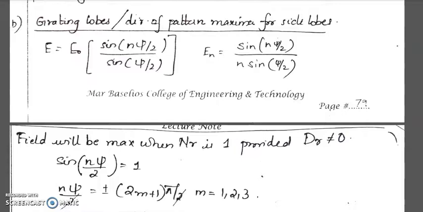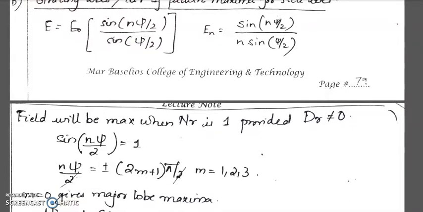Then next we want to find the grating lobes. We know the normalized electric field equation: En is equal to sin(n psi by 2) divided by n sin(psi by 2). We already studied the condition for maximum radiation in the broadside array. The same condition applies here also. The field will be maximum when the numerator is 1, provided the denominator is not equal to 0. So we equate the numerator to 1, that is sin(n psi by 2) equal to 1.